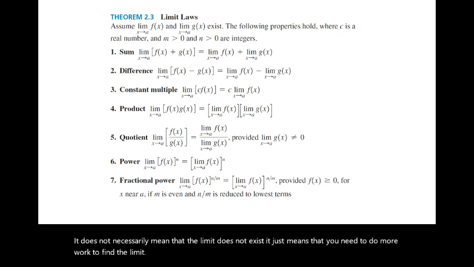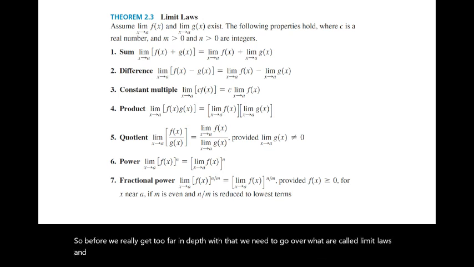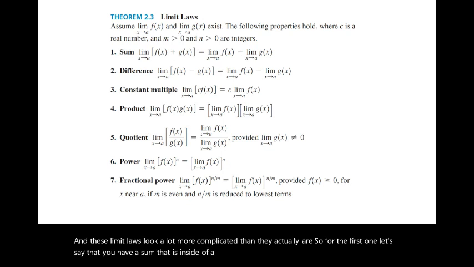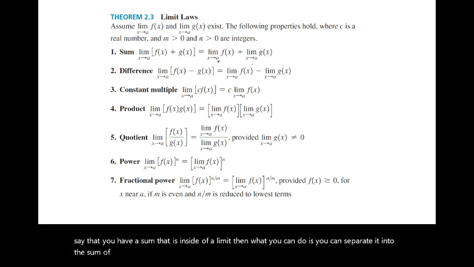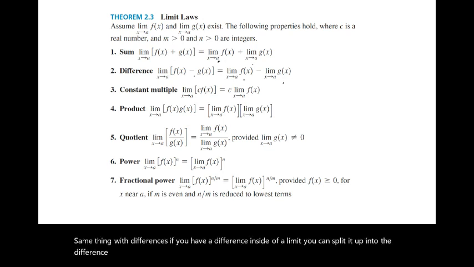So before we really get too far in depth with that, we need to go over what are called limit laws. And these limit laws look a lot more complicated than they actually are. For the first one, let's say that you have a sum inside of a limit. Then you can separate it into the sum of two separate limits. Same thing with differences. If you have a difference inside of a limit, you can split it up into the difference of two separate limits. This means that if you have a function with more than one term, you can simply take its limit one term at a time.